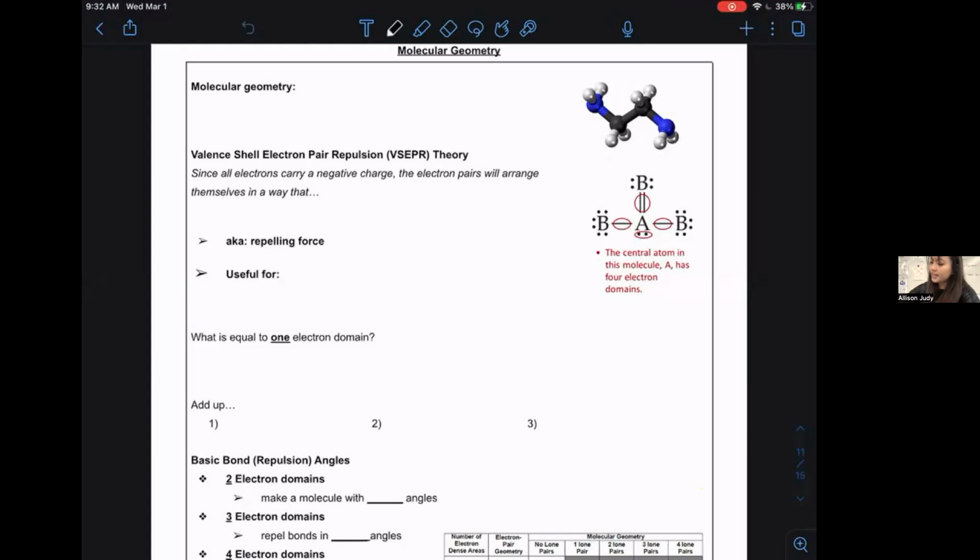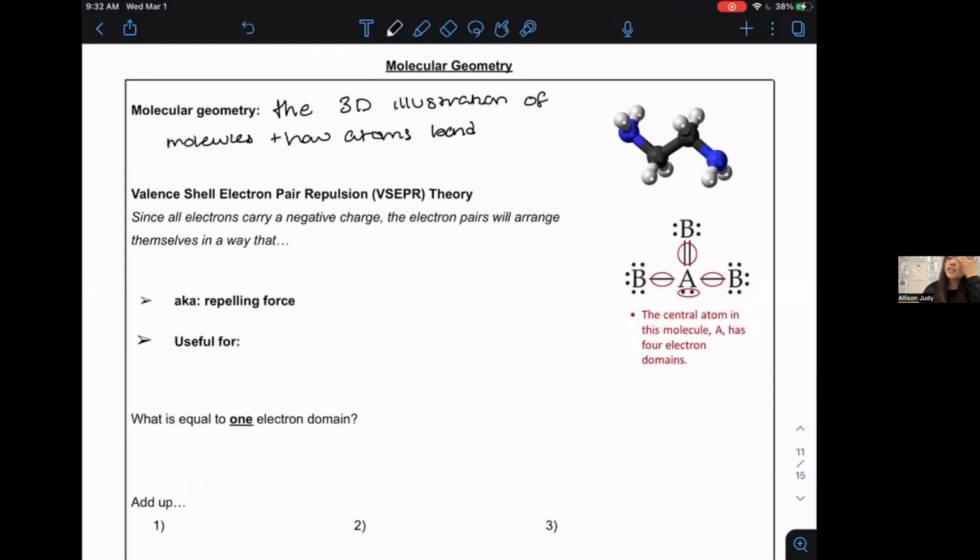So, molecular geometry is the 3D illustration of molecules and how atoms bond or connect, right? So we use some molecular modeling kits to warm us up. And what we see is that the molecular geometry is based off your Lewis structures. There's a really important theory known as valence shell electron pair repulsion theory. I call it VSEPR theory, that tells us why we get the weird shapes that we do.